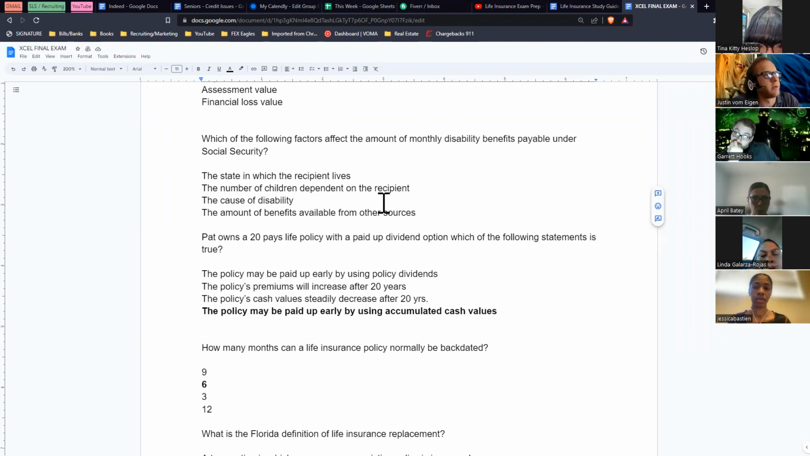Is it the cause of disability? I'm pretty sure this one isn't highlighted. It's the amount of benefits available from other sources. Chad, you would know that. What factor affects disability benefits under Social Security? Is it the amount available from other sources? How much was made in the past too? Okay, that's not one of the options on here. It says the cause, the number of kids dependent on the recipient, the state you live in, or the amount of benefits available from other sources. It would probably be the other sources. Yeah, makes sense, because Social Security is federal.